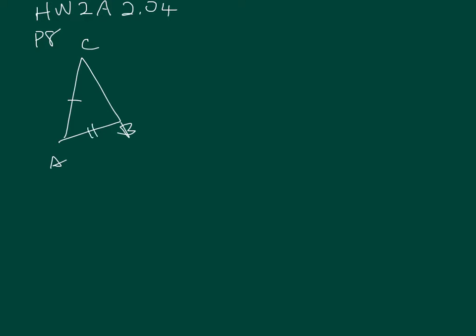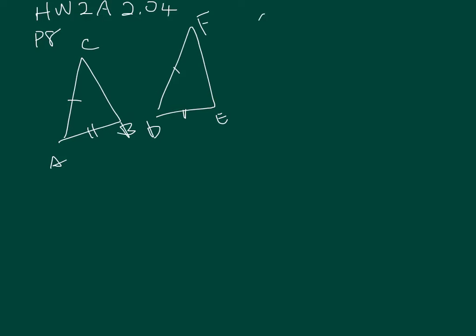1 tick mark, 2 tick marks. We get D, E, F. 1 tick mark and 2 tick marks. So we can say segment AC is congruent to segment DF, and segment AB is congruent to DE. So what we have to do is ask: is this congruent? Is this information enough to say that they are congruent?